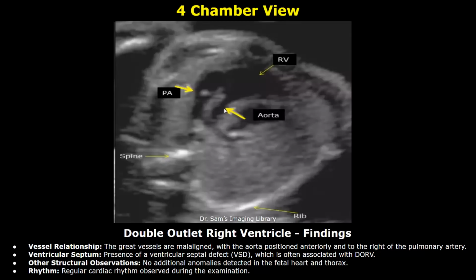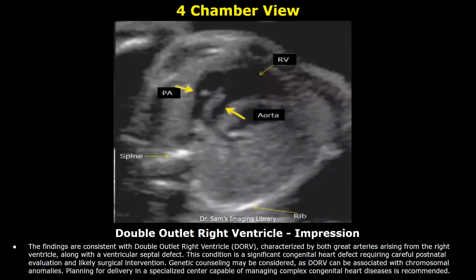Ventricular septum: presence of a VSD, which is often associated with double outlet right ventricle. No additional anomalies were detected. Regular cardiac rhythm observed during the examination.